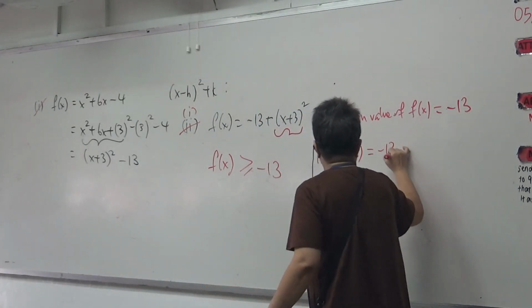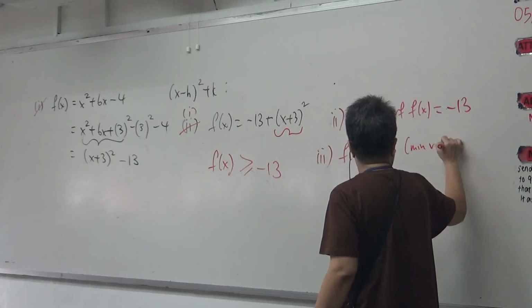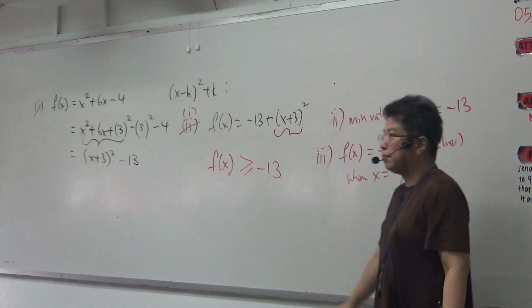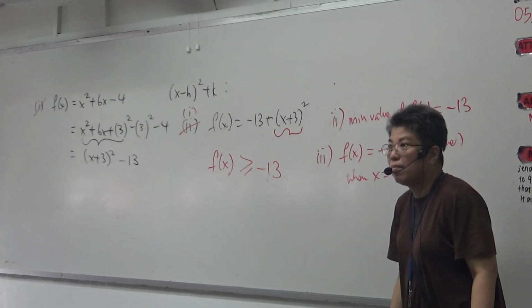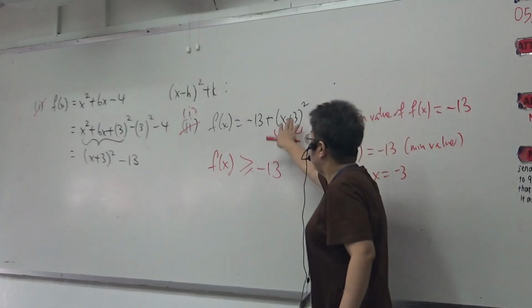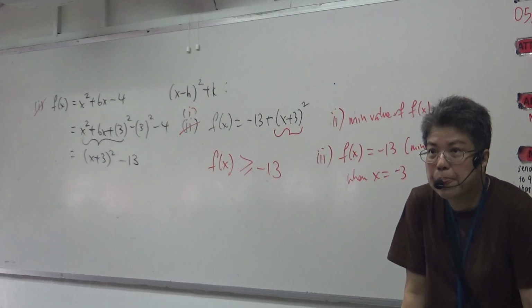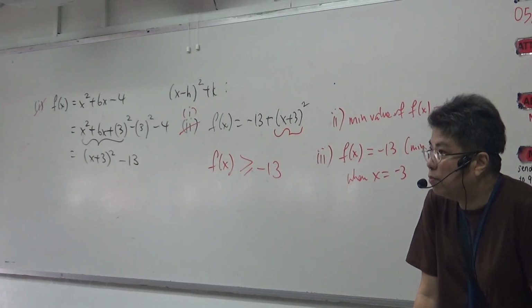f(x) is negative 13. This is the minimum value, right? When x is what? Negative 3, right? Correct? Because any other value I square will still give a larger value. Correct? So this is the minimum value, and the value of x at which the minimum value occurs.